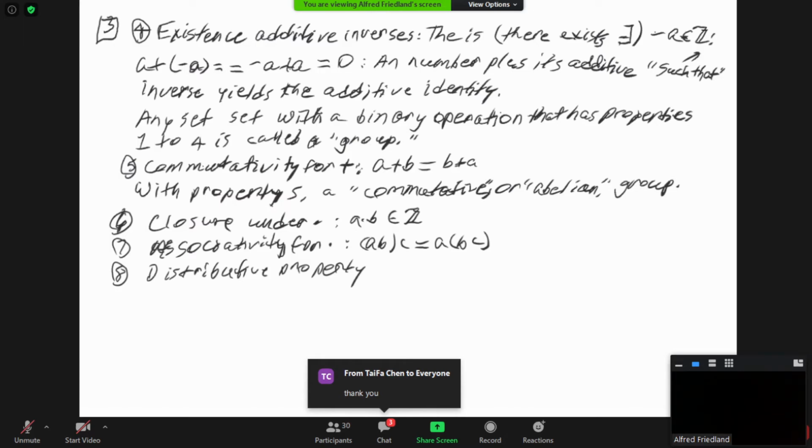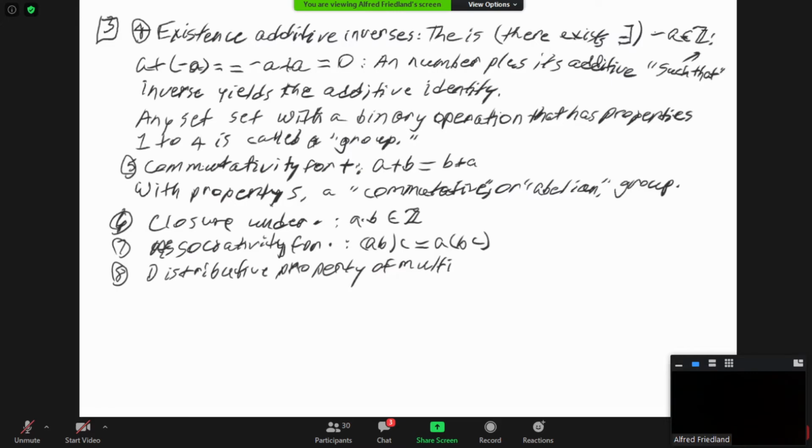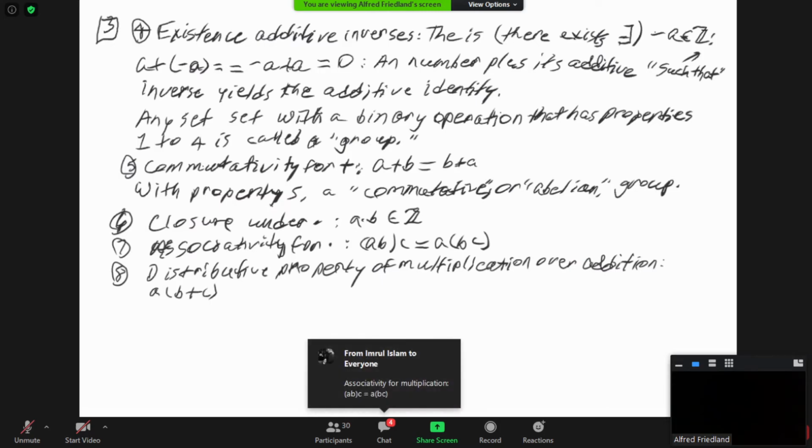Distributive property of multiplication over addition. So it says if you have multiplication and addition in parentheses, so this is the one that unites the addition operation and the multiplication operation. Yes, that's exactly what 7 says.